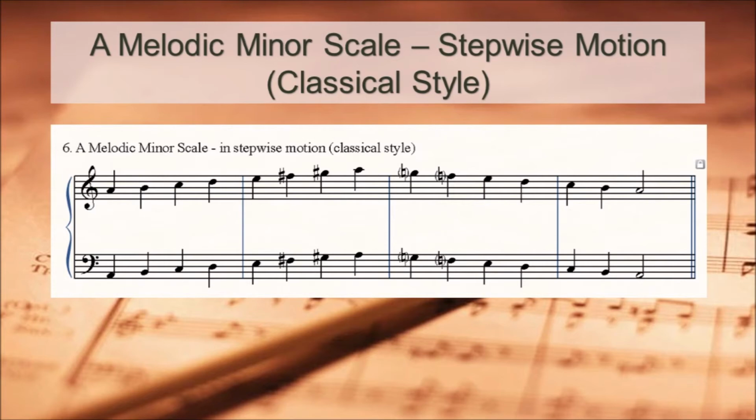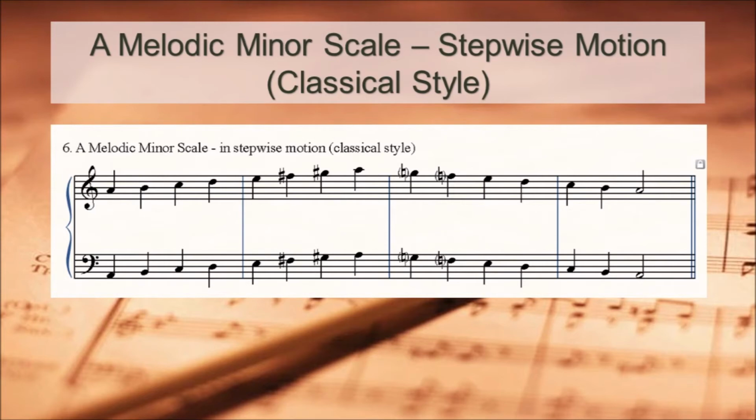So we still want that dominant E, and we need that G sharp, but to make the melody work better, we put in an F sharp. So it goes E, F sharp, G sharp, A. But in classical style, they didn't want that on the way down.